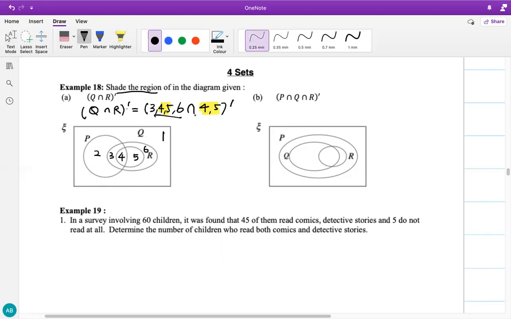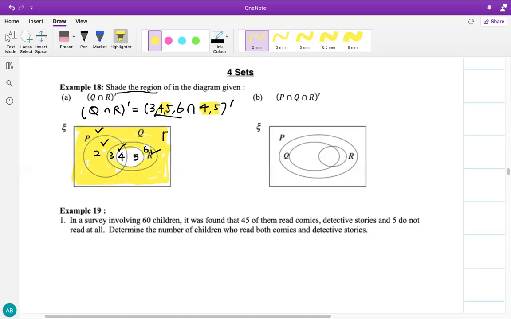Prime means you don't shade 4 and 5, but you shade outside 4 and 5. So we only shade 1, 2, 3, and 6. Use the highlighter, so 1, 2. Be careful, don't shade 4 and 5.